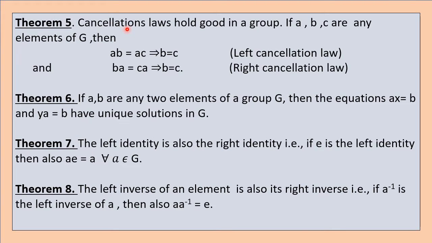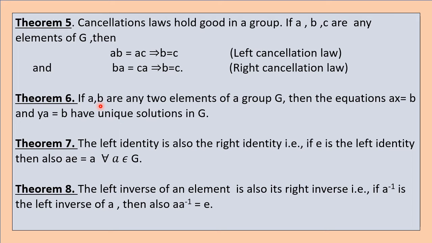Theorem 5. Cancellation laws hold good in a group. If A, B, C are any elements of G, then AB is equal to AC. Then by left cancellation law, A will be cancelled and B is equal to C. And if BA is equal to CA, then by right cancellation law, A will get cancelled and we will get B is equal to C.